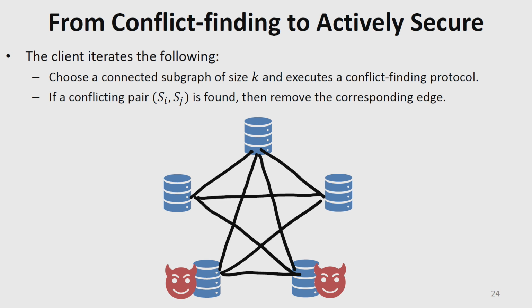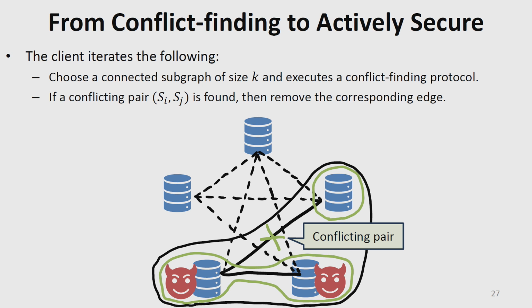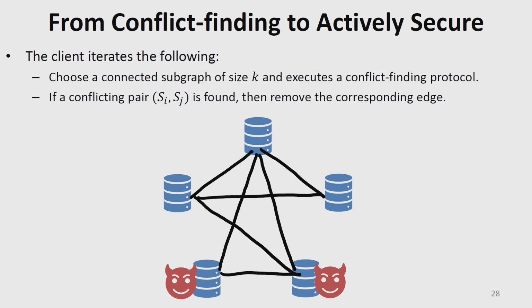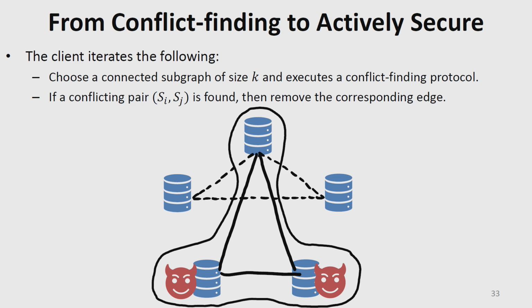Because the rest is just repeating this process, we skip the details. So the client chooses any connected subgraph and executes a conflict-finding protocol with them. And so it chooses any edge crossing the groups and removes that edge, and so on.